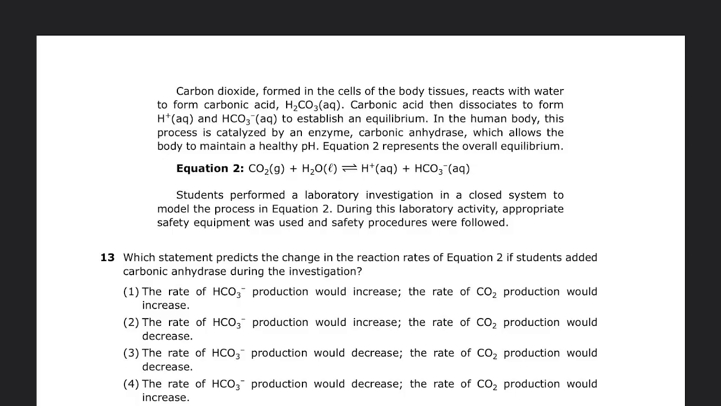All right, so we have to figure out what carbonic anhydrase does. So it talks a little bit about carbonic anhydrase here, and it says that the process, equation 2, is catalyzed by carbonic anhydrase. This is just a recall question at this point because you just have to remember what a catalyst does. If you're blanking on that, a catalyst is just going to increase the rate of a reaction. It's not going to increase it one way or another. It's going to increase it in both directions.